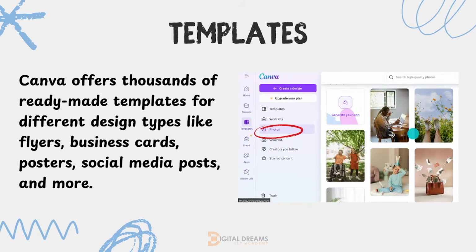Moving on, we have templates. Canva offers thousands of ready-made templates for different design types like flyers, business cards, posters, social media posts, and many more. Like I told you before, Canva already provides templates for you. Let's say now you want to design a birthday card for any of your loved ones and you don't know what to do. You can just go to Canva templates, type birthday cards, and search for it.